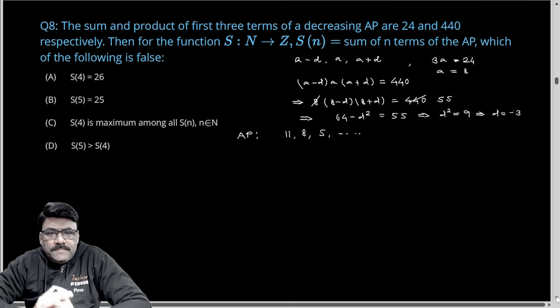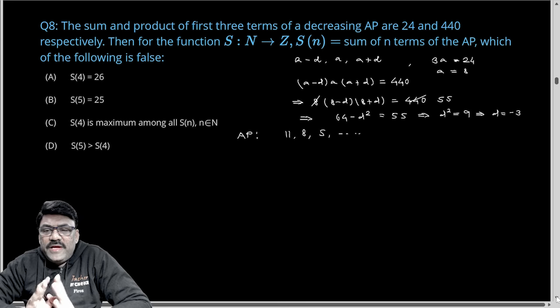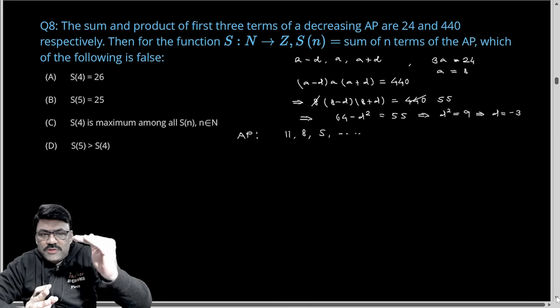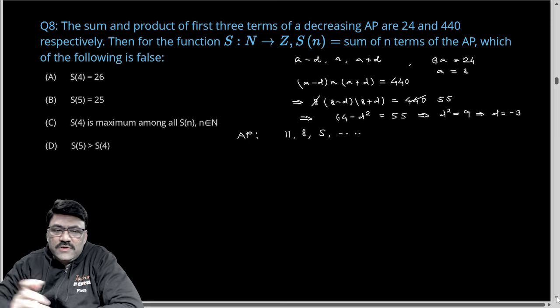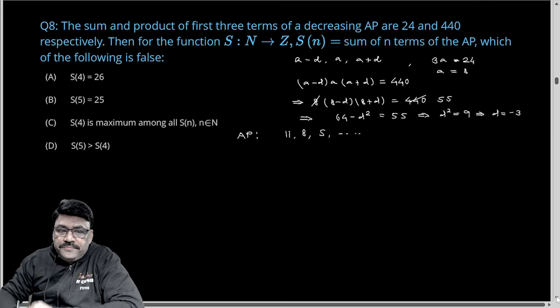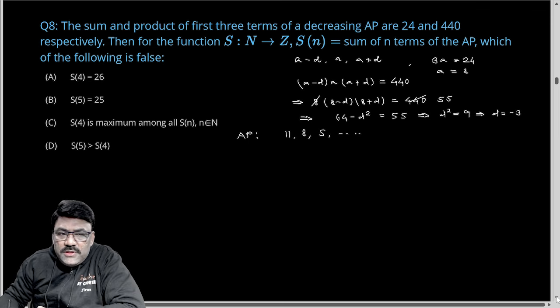Now they are saying that we are defining a function S, and Sn denotes the sum of n terms of the AP. So which option is false here? S4, S5. So see, S4 is 26, S5 is 25. Which option is false? Let me check.